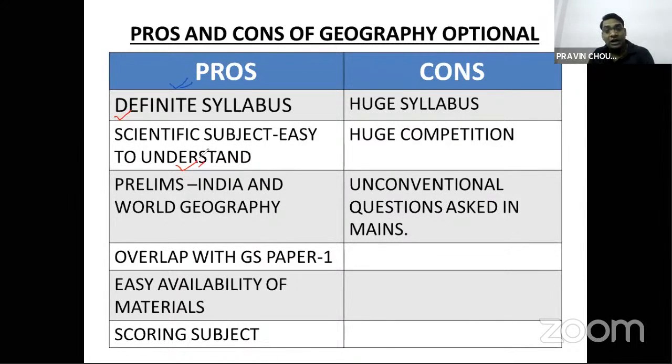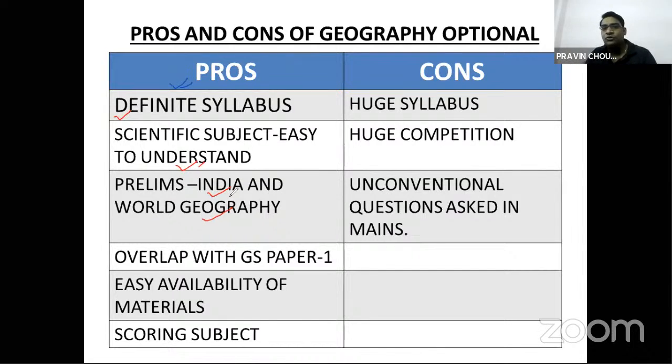Even a commerce background and arts student are doing very well with a geography optional subject, because the subject is entirely overlapping with your GS part. So you see in prelims examination and in mains examination. In prelims examination, the syllabus is like India and world geography. That much is only mentioned.